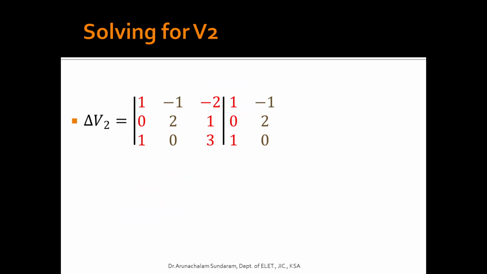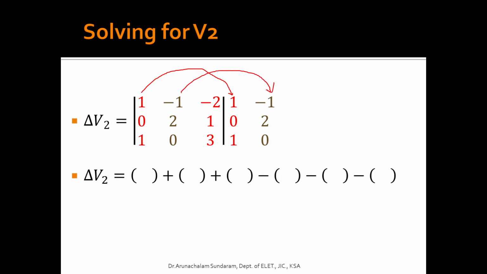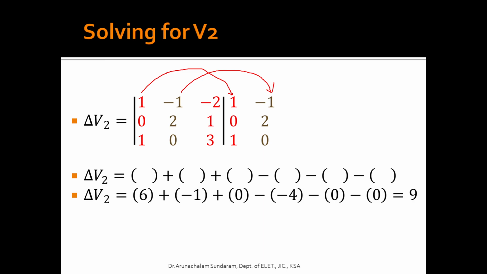Here you can see it is replaced in brown color. Now after that, we have to reproduce the first column here, and then reproduce the second column here. Now how do you solve for V2? We have to complete these brackets. I'm not going to repeat it. All of you know how to get this 6? 6 is the product of 1 into 2 into 3.